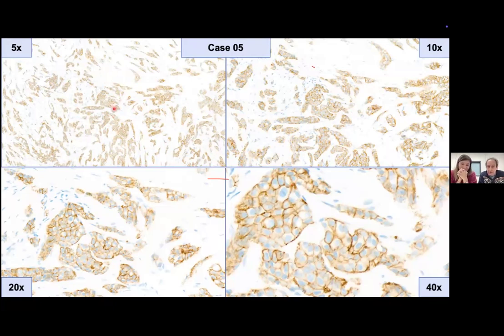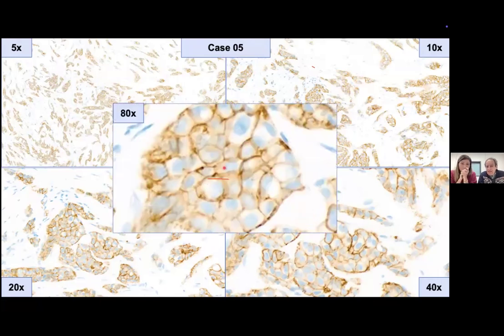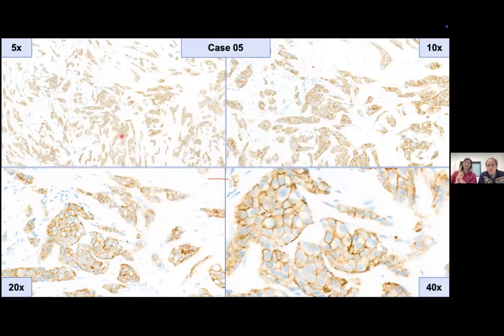I completely agree. This is not circumferential. It is definitely not circumferential. And I can confirm it's not circumferential when I go to a high power. There are gaps. So the only way for me to call it 3+ would be if I saw more than 10% circumferential staining here, and that's not the case. So you could score it 2+. Yes, I think Simona scored it 2+.